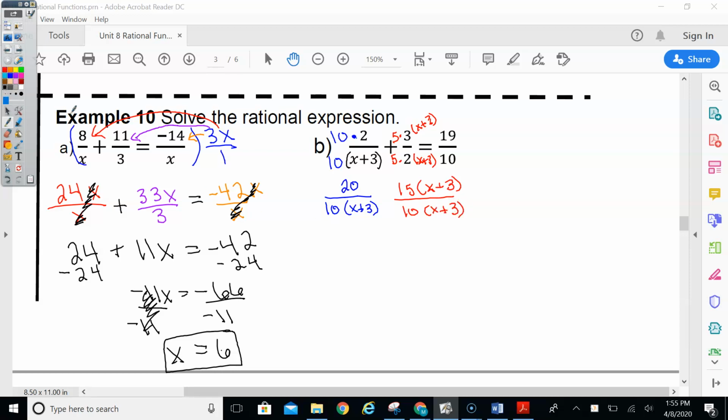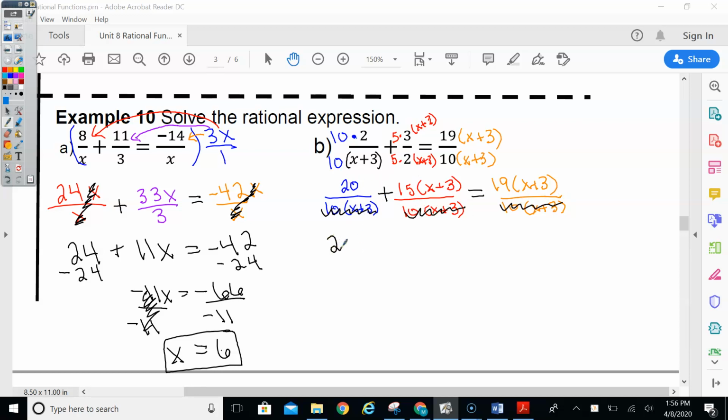You're trying to make them all the same. Equals, well, this one already has the 10, but it needs the x plus 3 that this one has. So I need to multiply this one by x plus 3, x plus 3. So I get 19 over x plus 3 over 10, or 19 times x plus 3 over 10 times x plus 3. So notice all the denominators have 10 times x plus 3. So they're all the same. So I can just look at the numerators.